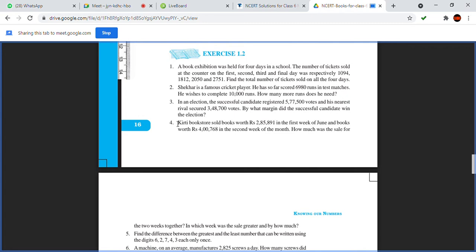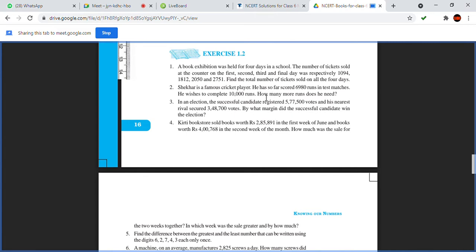Then you write question number 2. Okay, you calculate the answer as homework. Below you can write question number 2. And there also leave some space for writing that question. And listen to the question now. Shekhar is a famous cricket player. He has so far scored 6,980 runs in test matches. He wishes to complete 10,000 runs. How many more runs does he need?